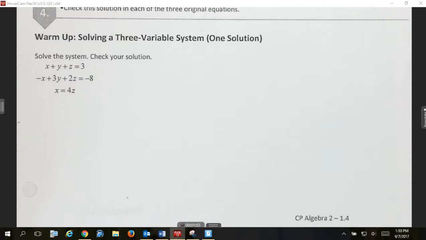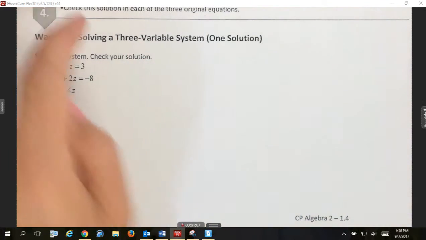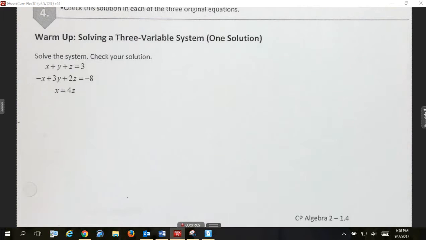There's just a few more steps. All right, so I'm going to take you through the steps. They're kind of all written on there, just really condensed.